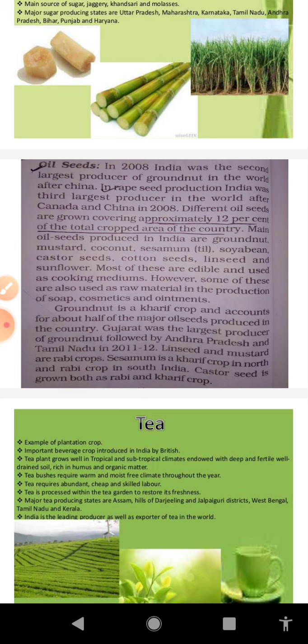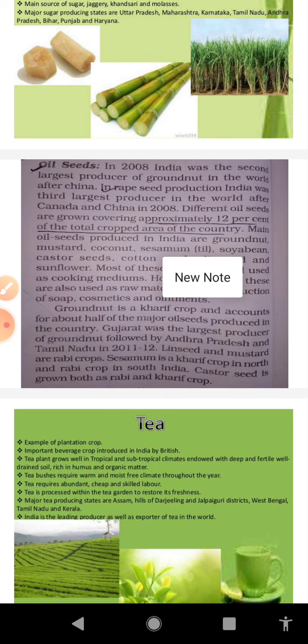With regard to linseed, it has a drying property. It is used in manufacturing of paints, varnishes, printing ink, oilcloth, and waterproof fabrics. It can be cultivated in a cool, moist climate, and it grows best on deep loamy soil and black soil. Major producers are Uttar Pradesh, Madhya Pradesh, Maharashtra, and Rajasthan.